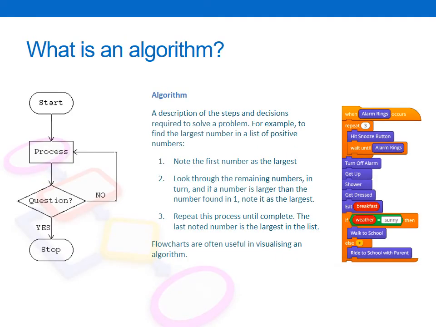So an algorithm really is a description of the steps and decisions required to solve a problem. So finding the largest number in a list of positive numbers. On the left there we start the process, we have a question and we can loop around that question, and we stop when we get to the end of it.